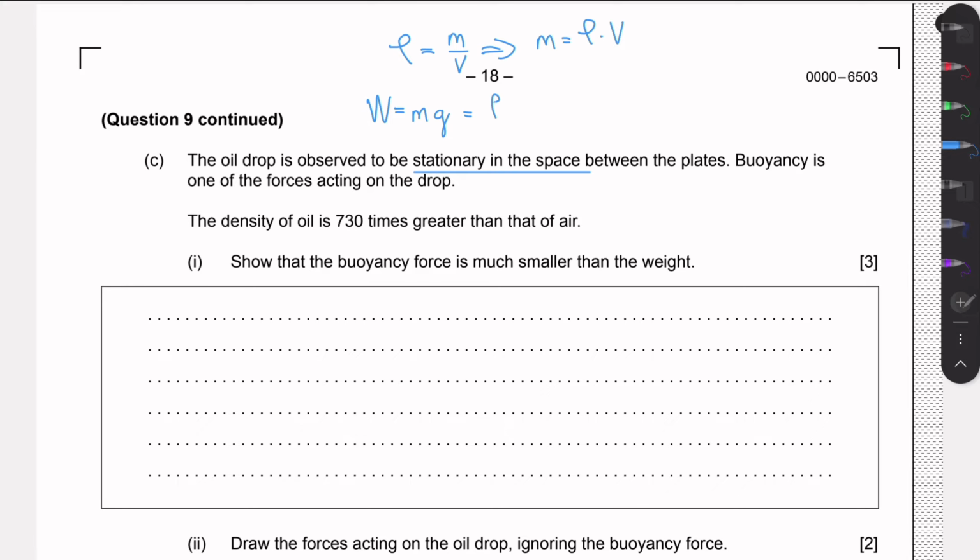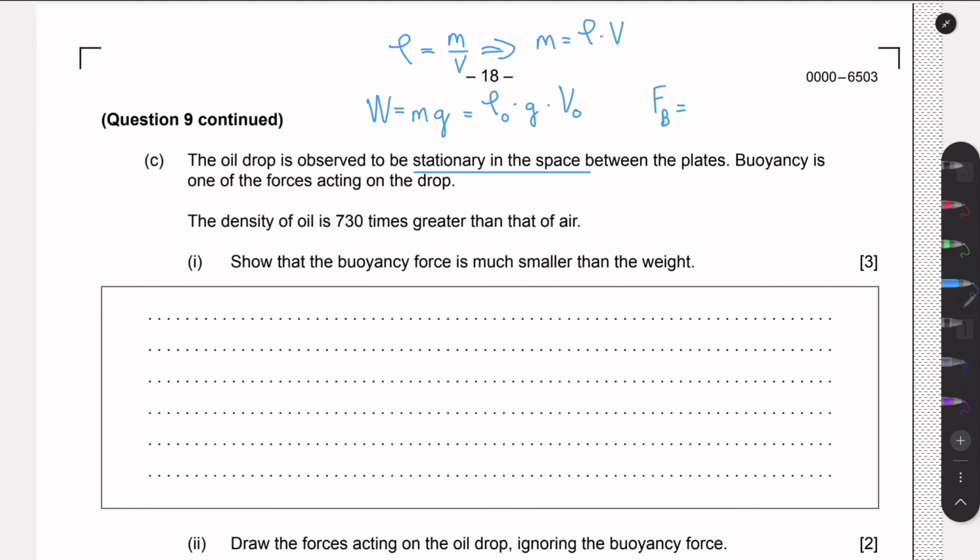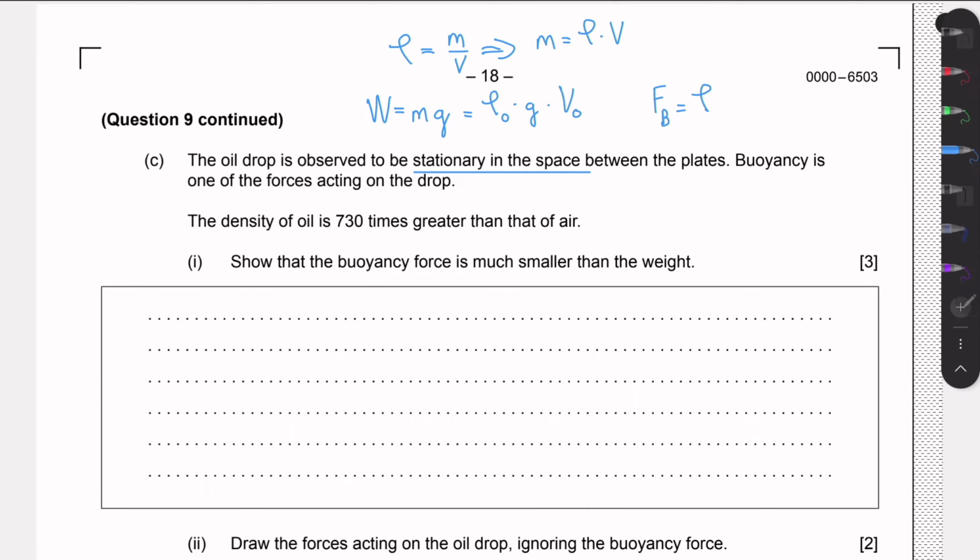So we can very nicely substitute this in. And so we get that the weight of the oil drop will just be the density of the oil times g times the volume of the oil drop. And this is how you can calculate the weight force acting on the oil drop. And we also know that the buoyant force is just the weight of the displaced liquid. So when we calculate the mass, we don't take the density of the drop, rather we take the density of the displaced liquid. So we'll have the density of air times g times the volume of the drop. The volume of air being displaced is still the same as the volume of the drop, as those two are identical.